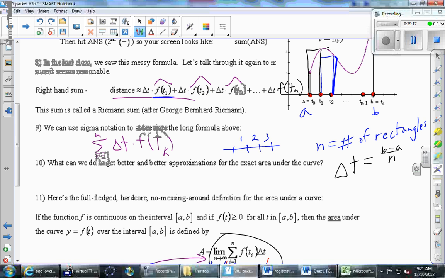And then f of t1 was this height going up to here. And they were positive numbers. But if the curve was below the x-axis, f of t1 would be a negative number, right? Like it's perfectly legitimate for some of these f values to be negative.